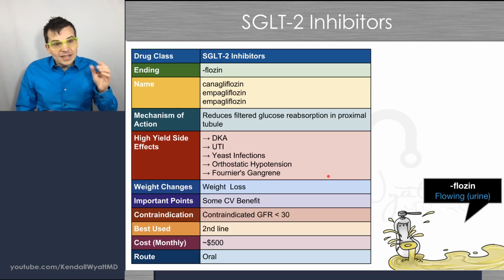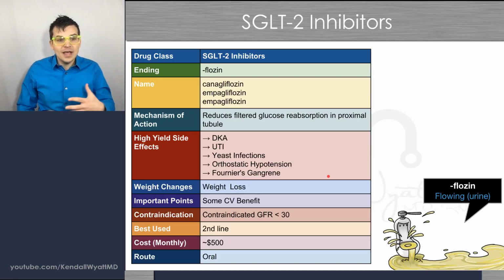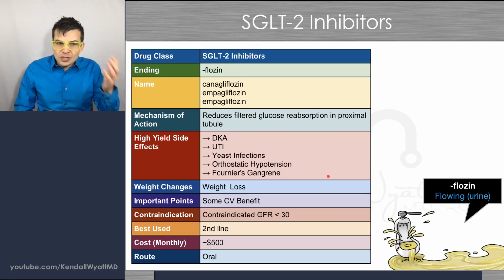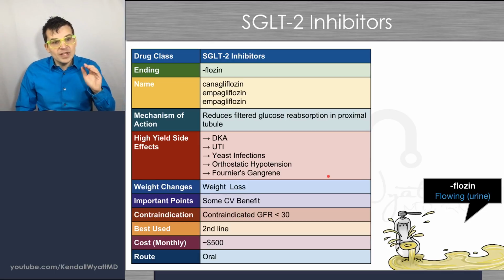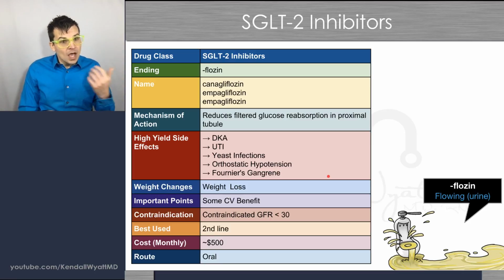But all of that then leads to something called Fournier's gangrene, which is very serious. It's a gangrene, an infection in the groin area, and it's very serious and very life-threatening. It needs surgical intervention. So just remember that all this sugar, peeing out all this sugar, maybe not the best thing in all cases, but it really does work as a medicine and is effective. This medicine can cause weight loss in many patients, as well as provide some cardiovascular benefit, as some of the medicines have shown in some studies.